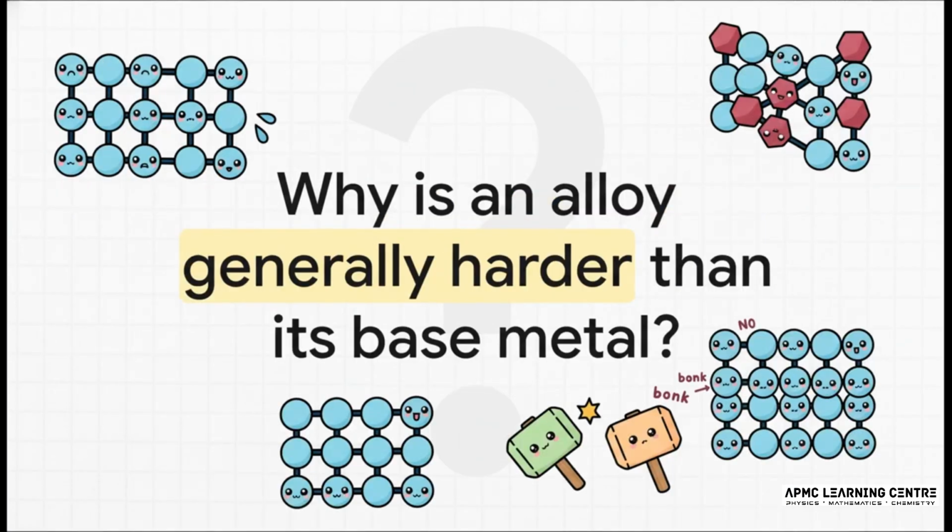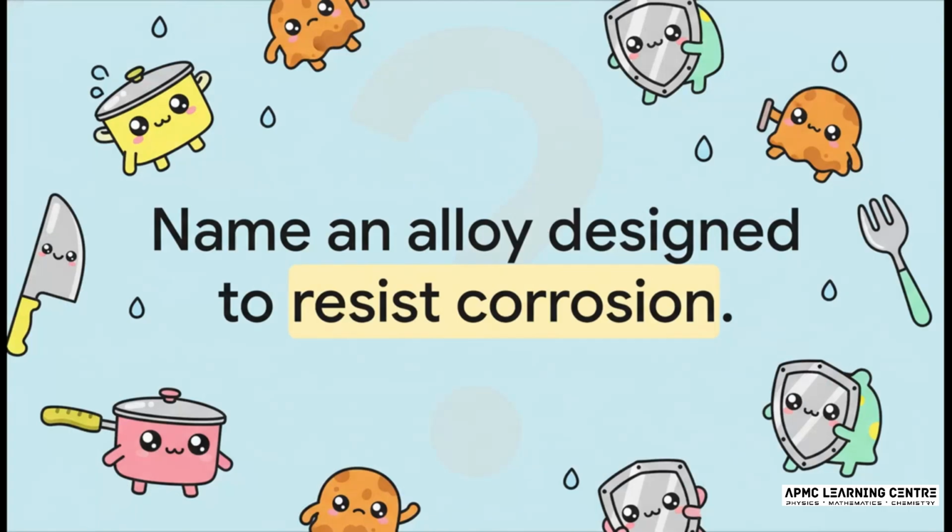Number 3, and this builds on the last one. Why does that structural difference make an alloy so much harder than the pure metal it's made from? What is it stopping from happening? All right, question 4. Can you name an alloy that's specifically designed to resist corrosion? We talked about one you probably use in your kitchen every day.